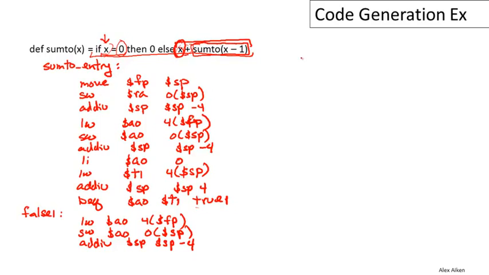I'm going to move up here to the other side of the screen to show the rest of the code. The first thing we do to generate code for the function call is to start setting up our activation record. This is setting up the new activation record for the function call we're about to make. What do we do there? We store our old frame pointer on the stack.